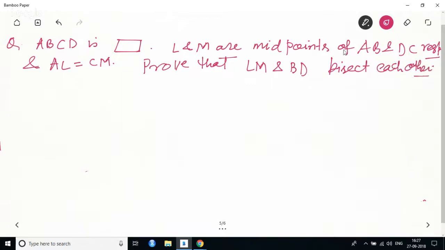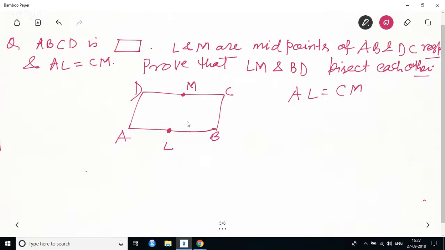Now, how to solve this question? So suppose first I draw a parallelogram ABCD. In this parallelogram, what has been given? L is on AB, so let me mark L. And M is on DC, so let me mark M here. So it has been given that AL is equal to CM.